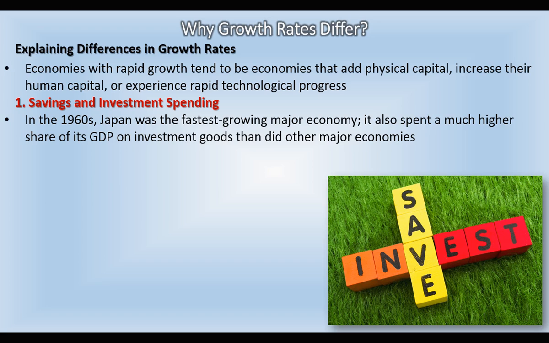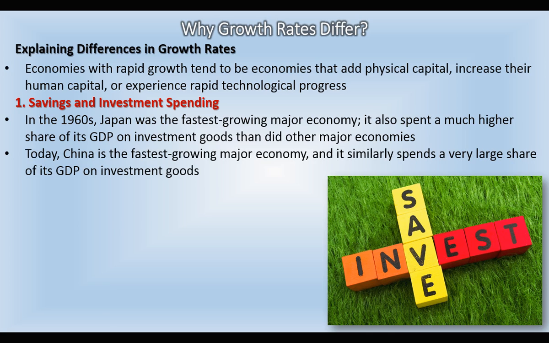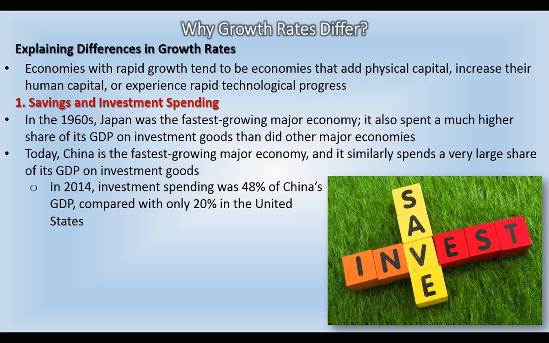In the 1960s, Japan was the fastest growing major economy. It also spent a much higher share of its GDP on investment goods than other major economies. Today, China is the fastest growing major economy, and it similarly spends a very large share of its GDP on investment goods. In 2014, investment spending was 48% of China's GDP, compared with only 20% in the United States.